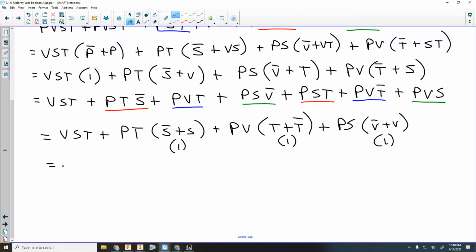So then I would have EST or PT or PV or ES. That's not so bad, is it? Yeah, let me see. I want to extend the page. I'm going to let you decide which way you want to draw this out to build it.